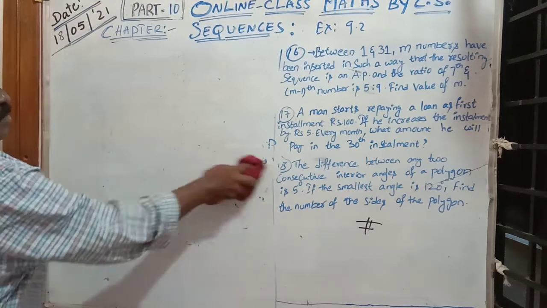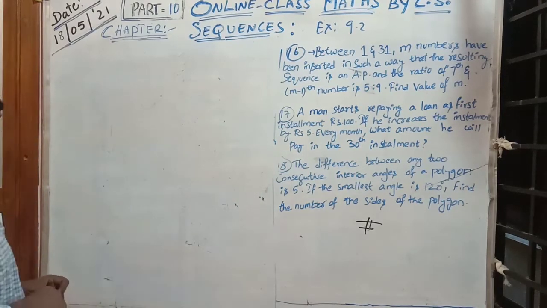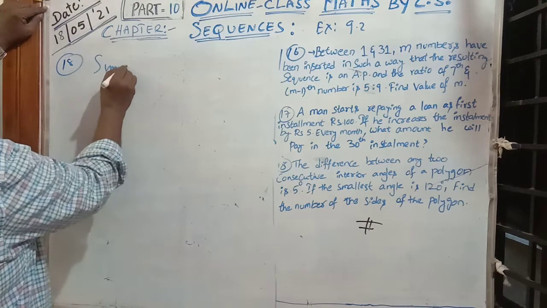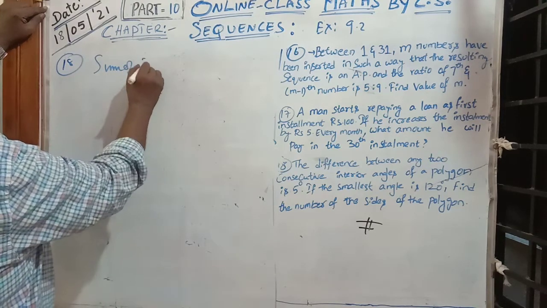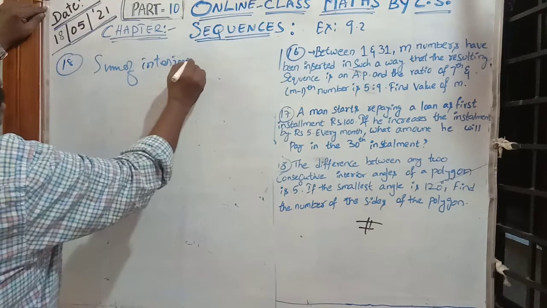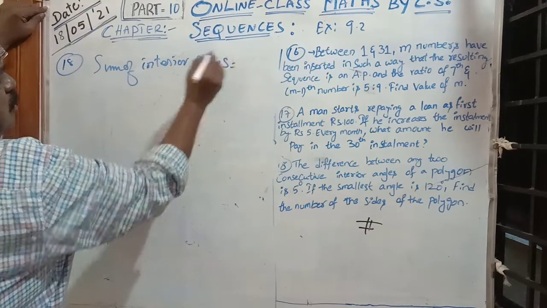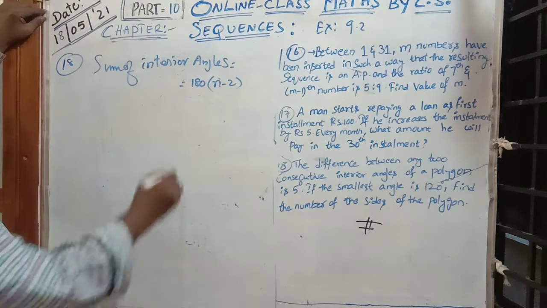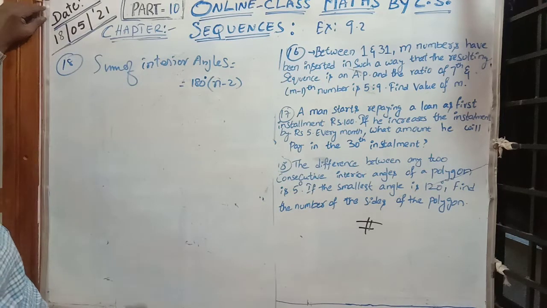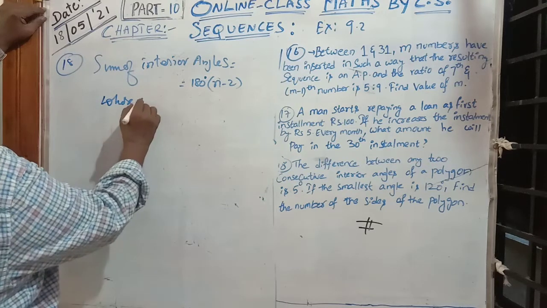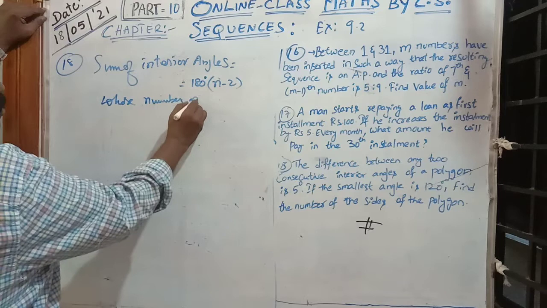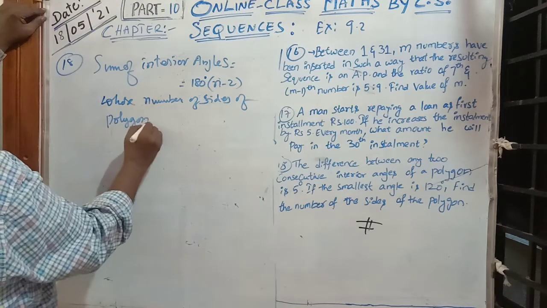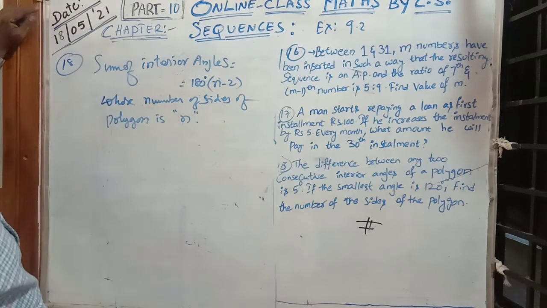Here the mensuration formula is there. You see, sum of interior angles is equal to 180 of n minus 2, okay? 180 degrees of n minus 2, where the number of sides of the polygon is n.